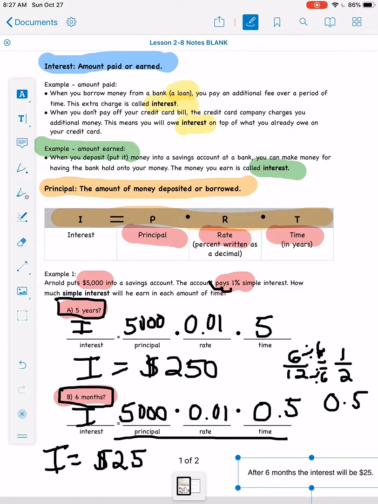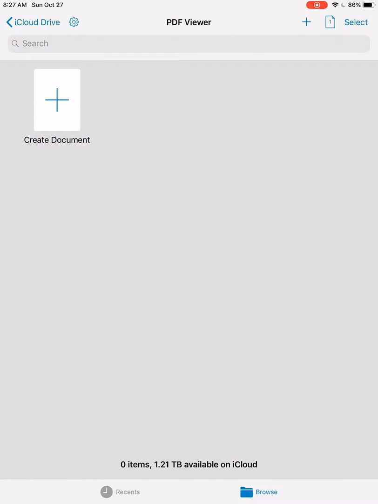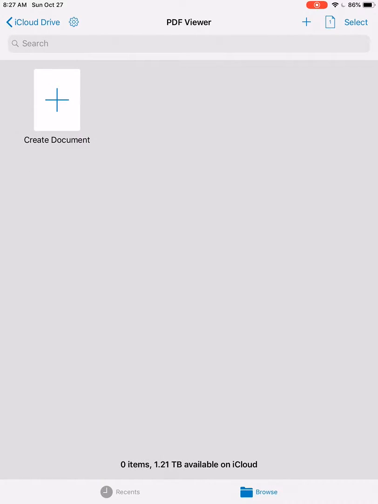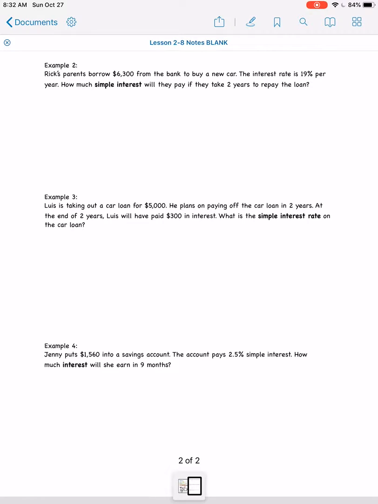Okay, so that's the first page of our notes. It's example 1. Let's go ahead and move on to page number 2. Here we have page 2 of our lesson 2.8 notes, calculating simple interest.